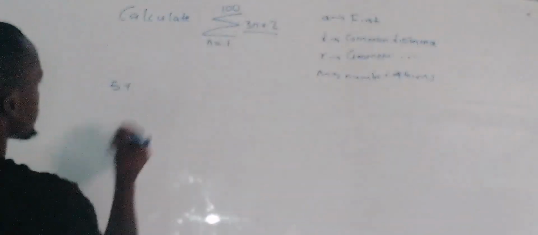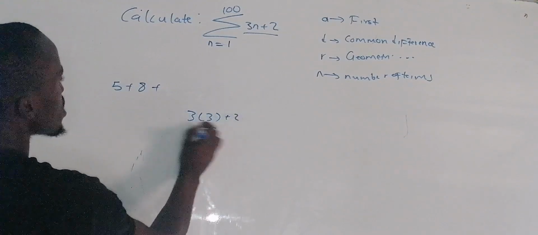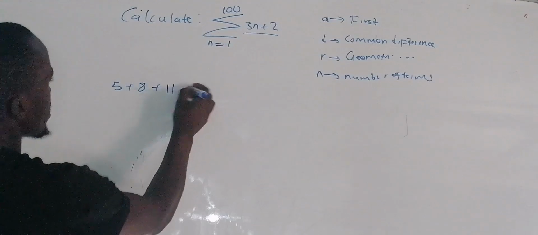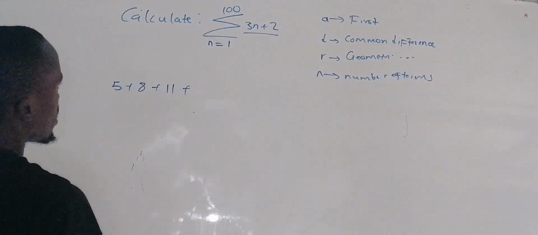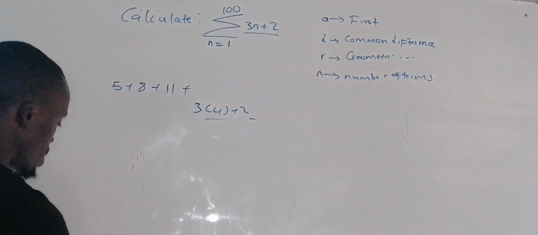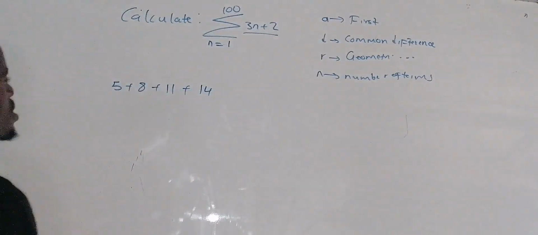The second one will be 3 times 2 plus 2, which is 6 plus 2, giving us 8. Then 3 times 3 plus 2, 9 plus 2, it's 11. Then 3 times 4 plus 2, 12 plus 2, it's 14. So these are enough, you can continue.